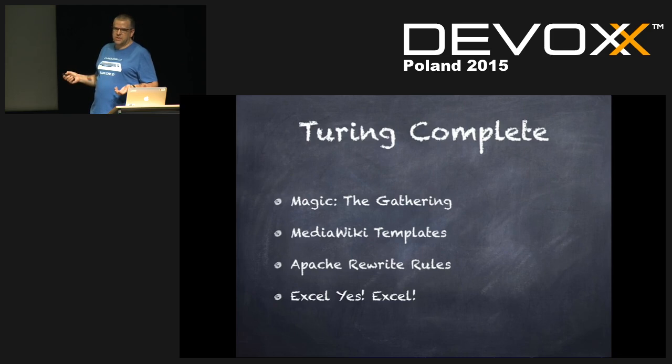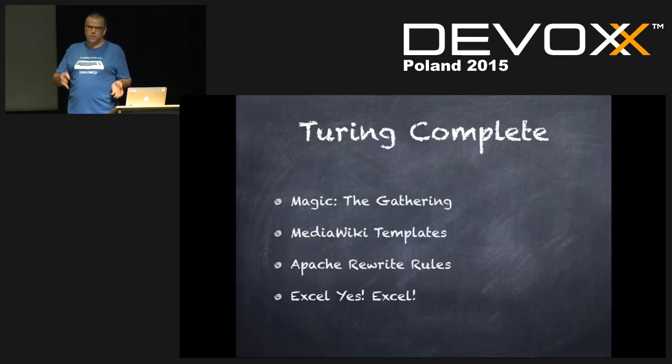MediaWiki templates are Turing Complete. You upload a MediaWiki template to something, and the thing that's interpreting the MediaWiki template is actually interpreting something that's Turing Complete. The Apache rewrite rules, for the 3 people that are still using the Apache web server rather than Nginx or HAProxy, are Turing complete. So if you allow somebody to upload rewrite rules into your Apache system, users might want to configure their own web servers or whatever, you're allowing them to upload Turing complete programs.